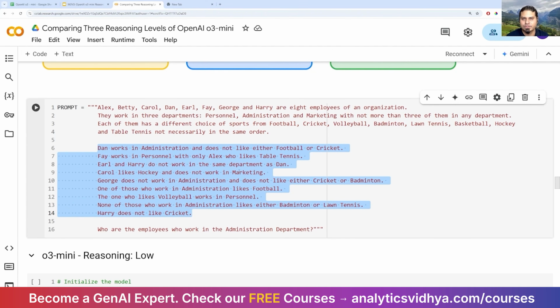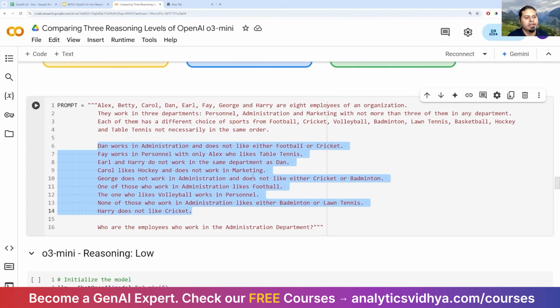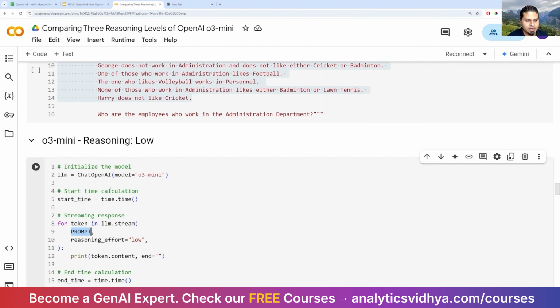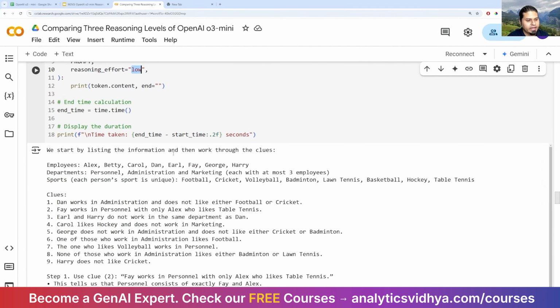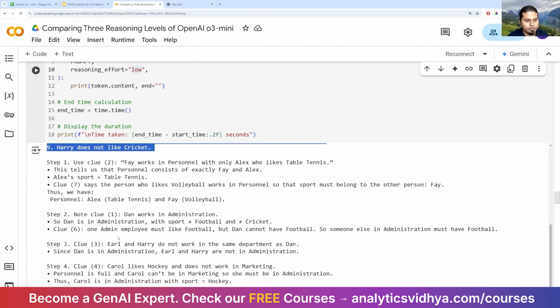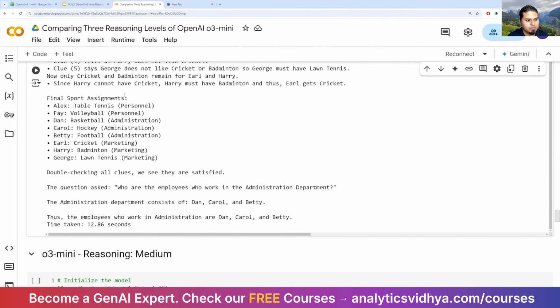And now we use the same model, new prompt, which we just initialized, and reasoning effort set to low. And you can see that the model lists out employees, departments, sports, clues. Start using the clues step by step for each person, and finally get to the answer in 12.86 seconds.